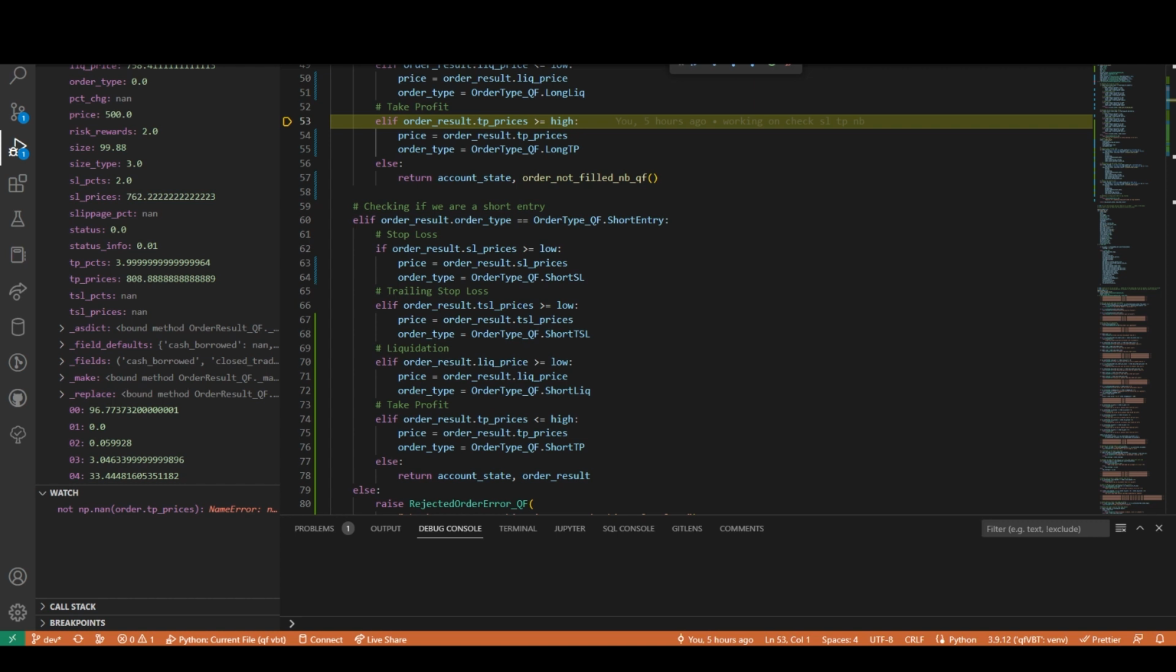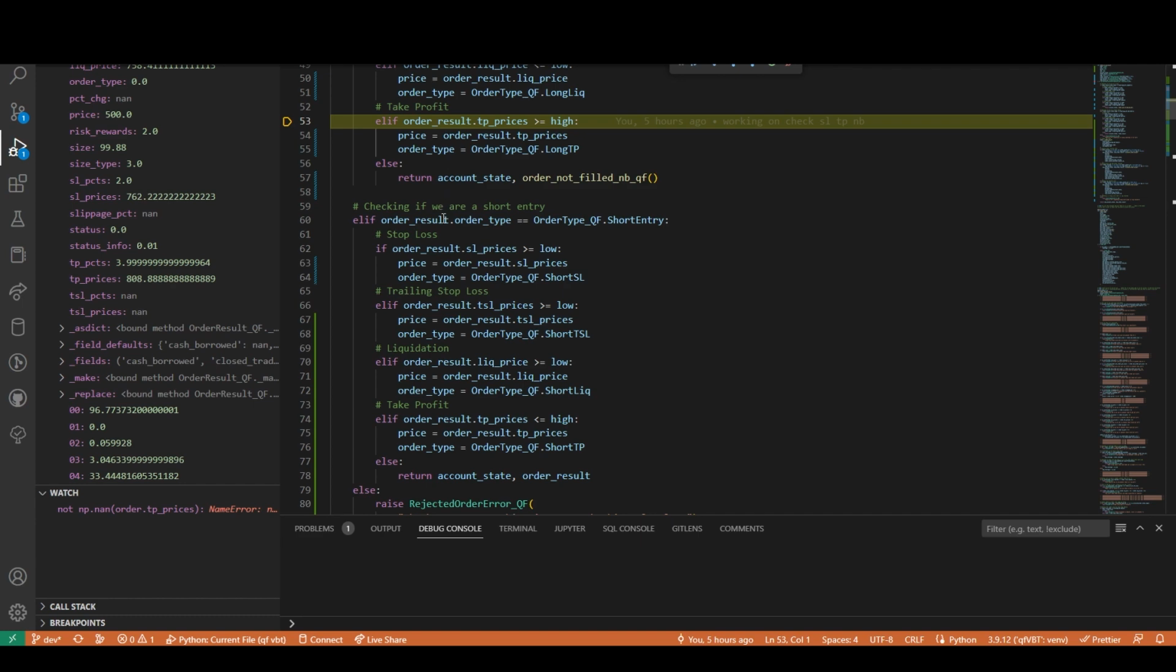Order not filled. So order status is just passed. The status info is no take profit or stop loss hit, right? Is that what we do? Is that what we would have to do?